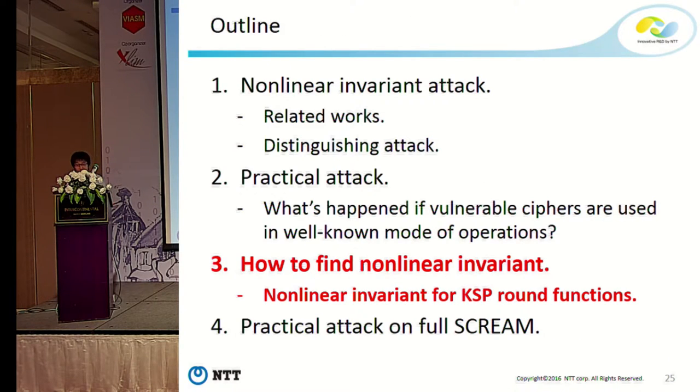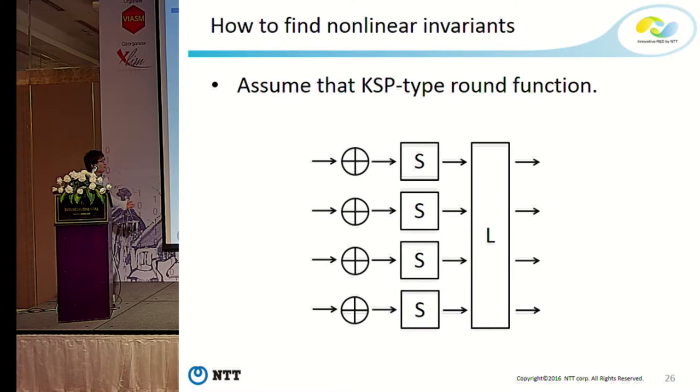Next, I explain how to find nonlinear invariants. This is the core idea of the invariant subspace attack. For simplicity, assume a KSP-type round function. This is a round function, and first the round key is XORed, and S-boxes are applied in parallel, and this output is diffused by the linear function L.